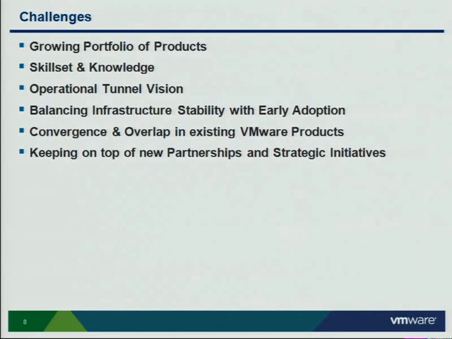Convergence and overlap. Again, when we buy new companies, we buy new products, we need to figure out how those products fit into our infrastructure and decide where there's overlap. If there's overlap, okay, what product does it better than the other product? Staying on top of those things becomes somewhat difficult. And then keeping on top of partnerships and strategies. We make so many announcements that I use Google Alerts to figure out all the things that we have going on, things that we've announced, partnerships we have, that internally may not be floated around. So keeping on top of that becomes somewhat of a challenge.